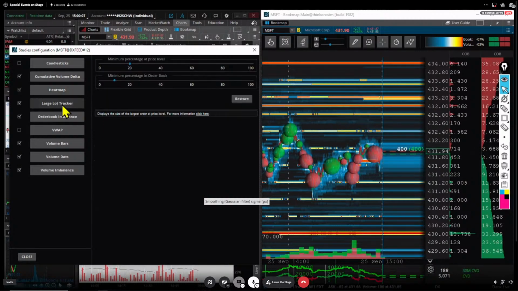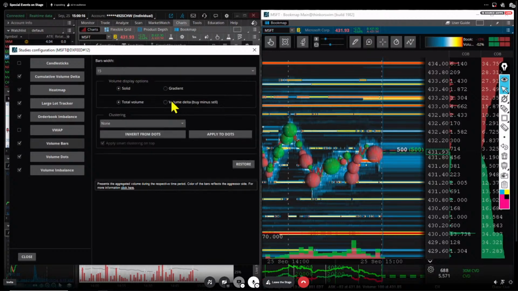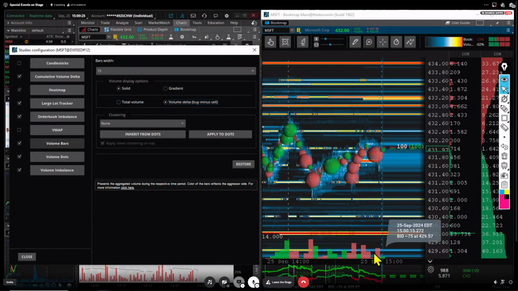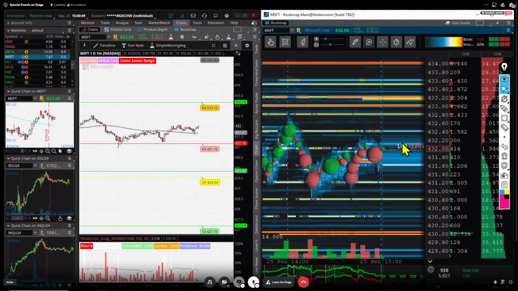I don't use the large lot tracker, although I should. I just haven't had time to get through everything. Volume bars: this one is wrong, so I'm changing it. I like to do volume delta for my volume bars, so I can just see was there more selling or more buying on that bar. My regular chart has the full size bar, but on Bookmap I like using the volume delta. Volume dots, 3D bubbles, volume delta as well. And that's it. That should be my settings for you there, JP.